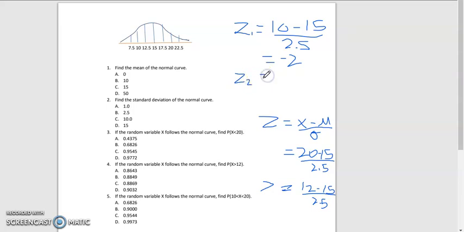They've given you 2 scores to find the area between them. To find the second z, 20 minus 15 divided by 2.5, you get positive 2. Now what this means is that you should go to your z table, find the area to the left of negative 2 and also the area to the left of positive 2, and you find the difference.